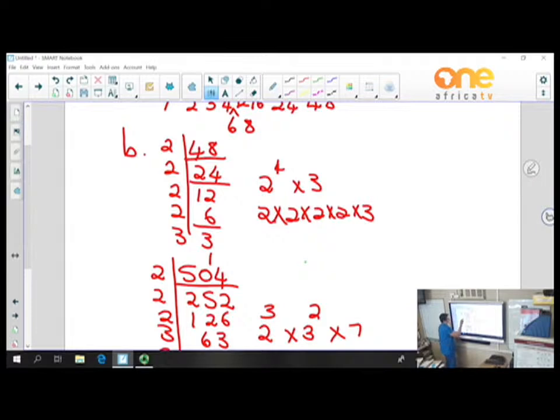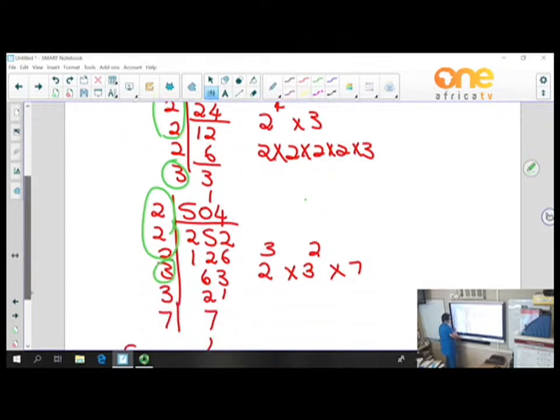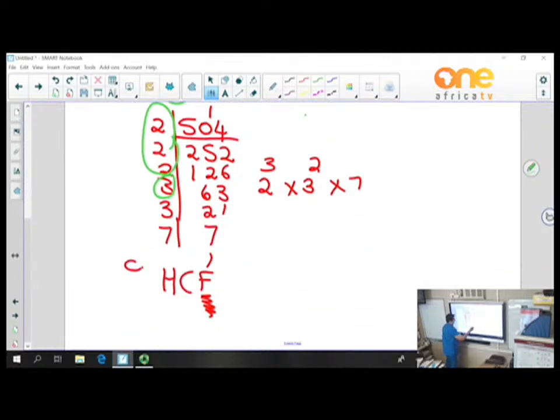Can you see? So here I've got 3 2's, and here I also have 3 2's. And then there's 1 3 here, and then 1 3 here. This 3 and this 3 I can also take. So the highest common factor now here is then 2 to the power of 3 times 3. And the answer for that one is 24. Highest common factor, the factor that will divide into both of them.